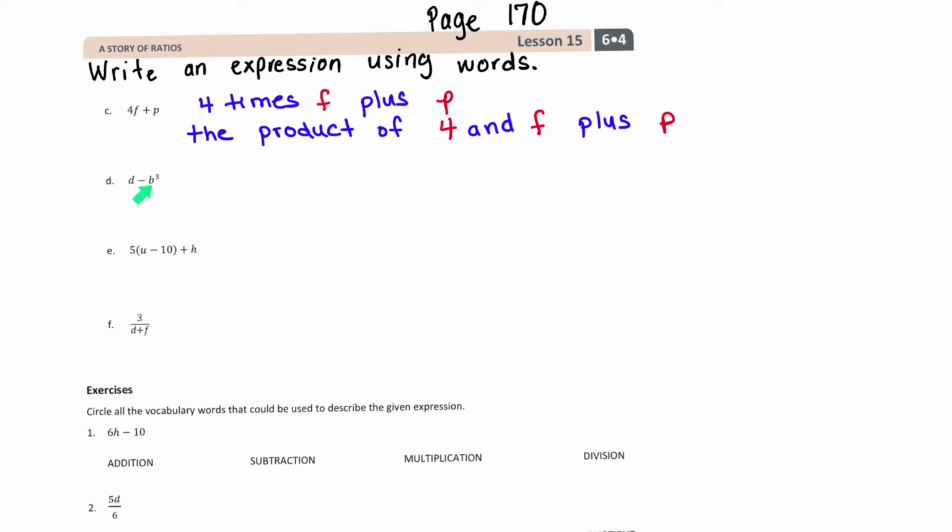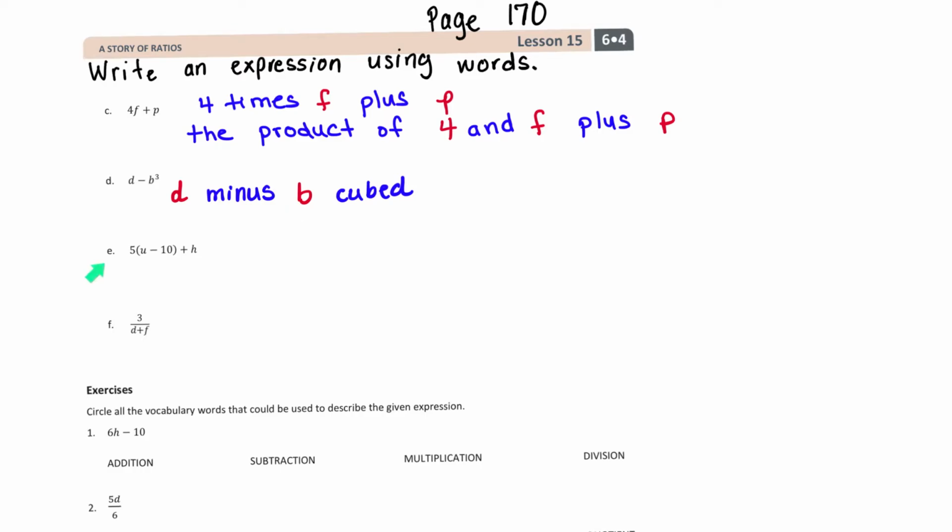d minus b cubed. So let's just choose one. Again, keep in mind that there are many words that you can use for subtraction. We're just going to say d minus b cubed. Now, be very careful when you write your b. Make sure that it doesn't look like a number, okay?